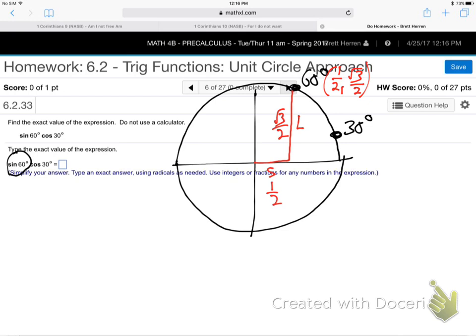No, it's just multiplication. Yeah, they're good. This is multiplication, because there's no plus or minus between them. Remember, the cosine is the x, the sine is the y. So they want sine of 60. That's root 3 over 2 for the sine of 60, times cosine of 30. Everybody good so far with the sine of 60?